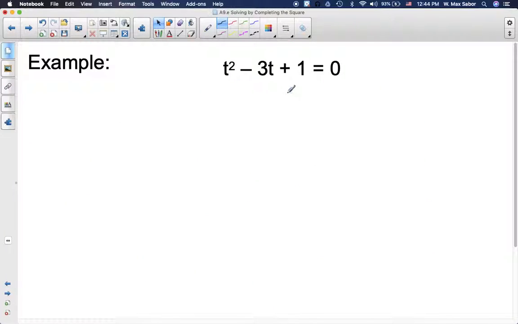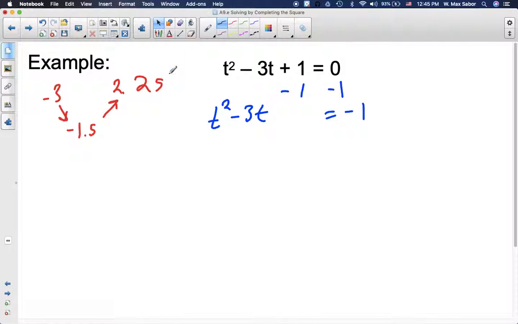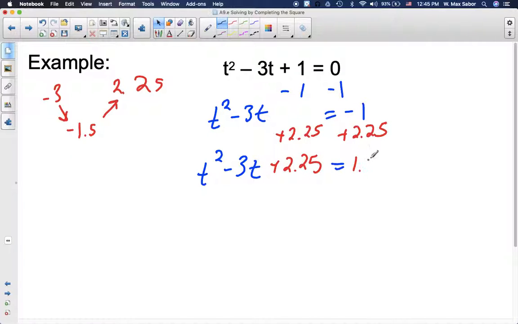Another one. Let's get the constant on its own side. T squared minus 3t equals negative 1. Now we can complete the square by taking negative 3, dividing by 2, and squaring it. And that will give us, add 2.25 to both sides. T squared minus 3t plus 2.25 equals 1.25. So far we've completed the square.